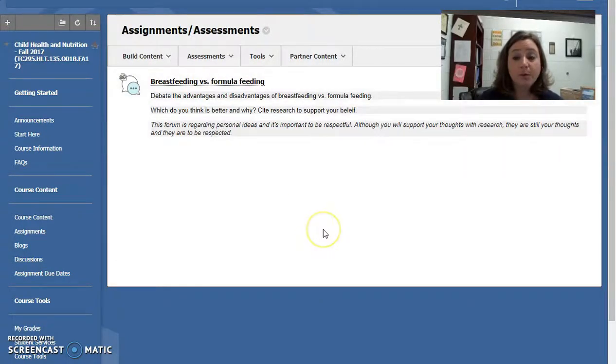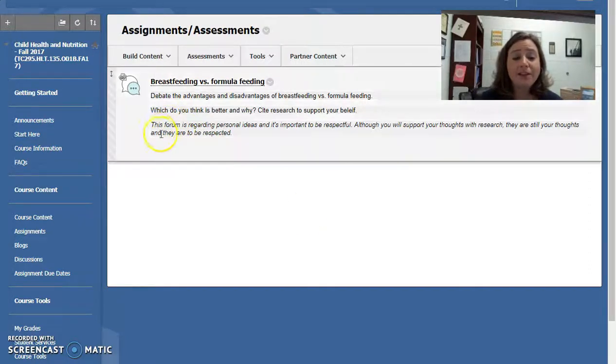I wanted to touch on this because it is a very hot topic: breastfeeding versus formula feeding. Using the information from the text as well as any additional outside sources that you find, I want you to talk about the advantages and disadvantages of breastfeeding versus formula feeding, and then give your opinion of which one you think is better and why. But if you notice in this note, this really is a very personal topic.